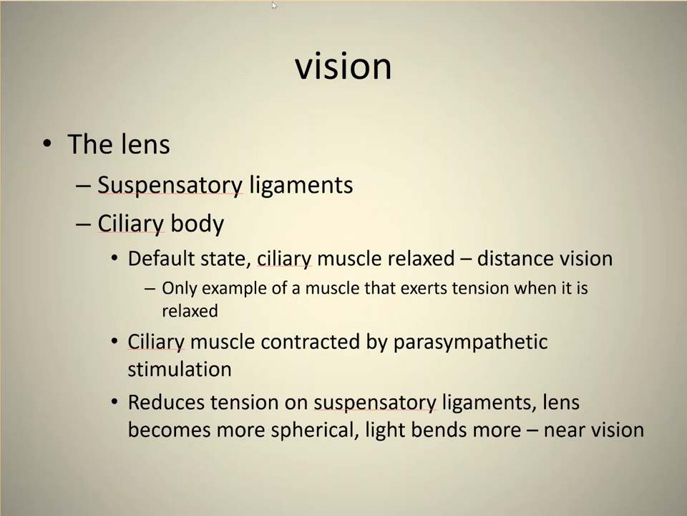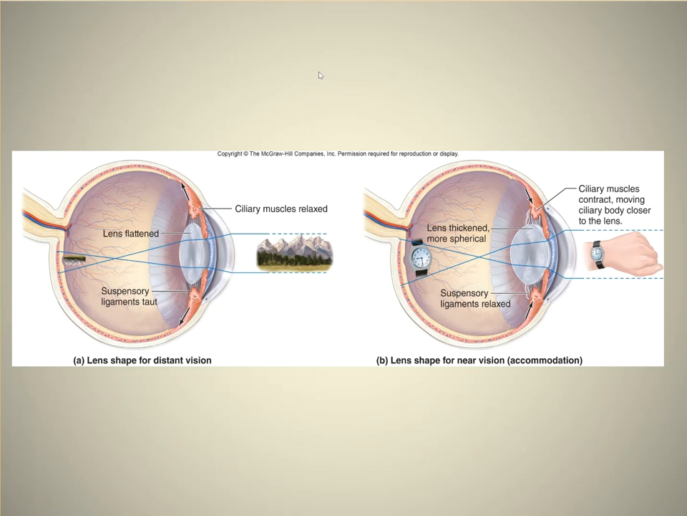I'll show you this figure of this in the next slide. This is called accommodation. To the left, lens shape for distant vision, ciliary muscle relaxed, suspensory ligaments taut, lens flattened, light not bent as much, and it focuses back on the back of the retina. But for near vision, you have to contract the ciliary muscle. This is a parasympathetic reflex. The suspensory ligaments are relaxed, and the lens, which is like a stretched rubber band for distant vision, now contracts and is thicker and bends light more for near vision.